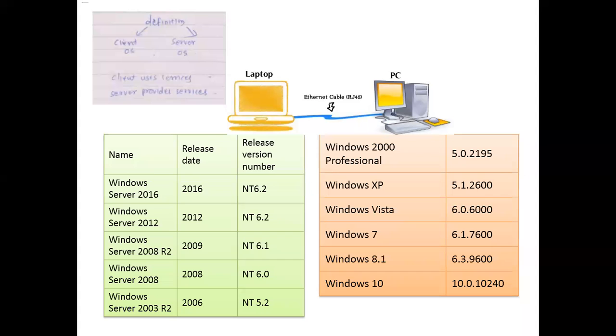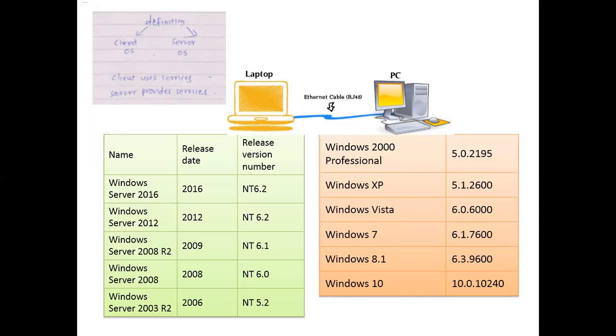So I told you there are two types of machine: one is client and another is server. The client uses the resources shared by the server, whereas the server provides the resources. Please keep this in your mind. What type of resources can a server share? Hardware resource sharing or software resource sharing. Hardware resource sharing is printer sharing, etc. And in software resource sharing, a license of that specific software can be shared. So how can you define client and server? Client uses service and server provides service.